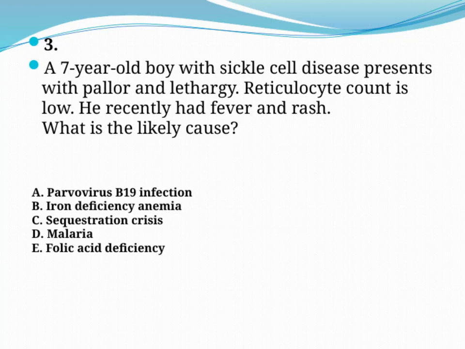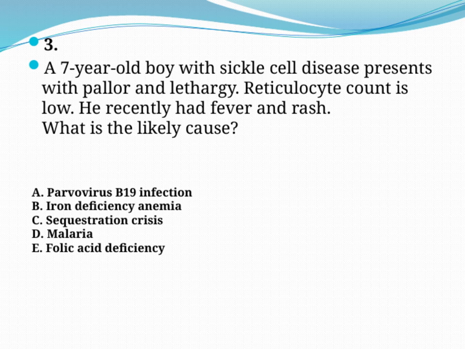Let's examine the possible causes of anemia in this young boy with sickle cell disease. First, we have parvovirus B19 infection, which is known to cause aplastic crises by temporarily shutting down red blood cell production. This is especially relevant here because his reticulocyte count is low, indicating decreased red cell production. Next, iron deficiency anemia can also cause pallor and lethargy, but it typically presents with a low reticulocyte count as well, though it's less common in sickle cell patients unless there's poor intake or bleeding.